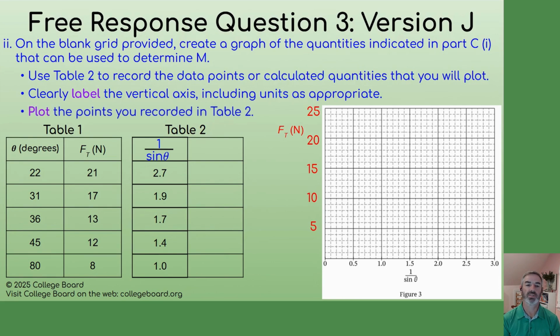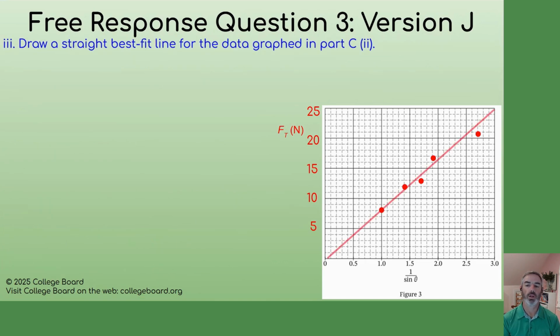Now our next task is to plot the points we recorded in table 2. So 1 over sine theta is our x value, and F_T being our vertical value. So we're going to plot 2.7 and 21, 1.9 and 17, 1.7, 13, 1.4, 12, and then 1.0 and 8. So now we've created our graph. The next step is we're going to draw our line of best fit.